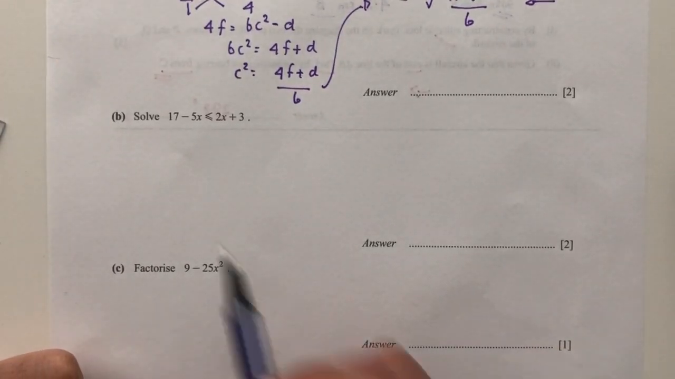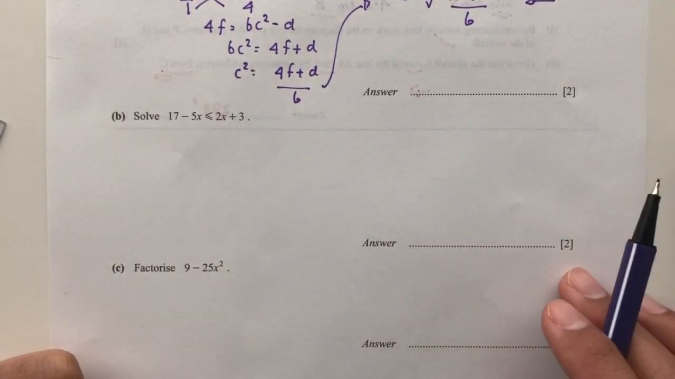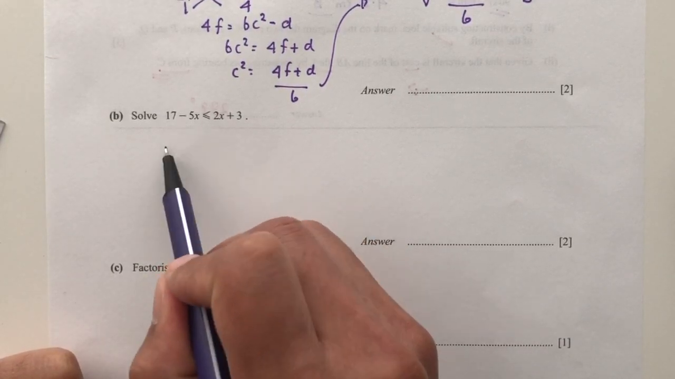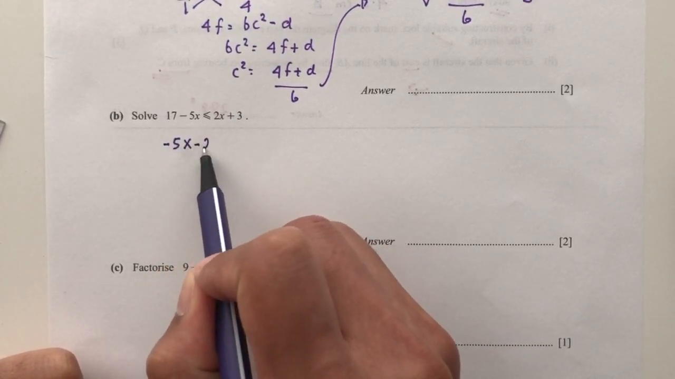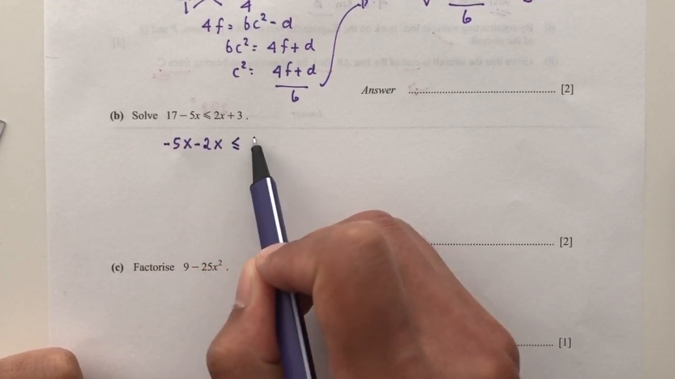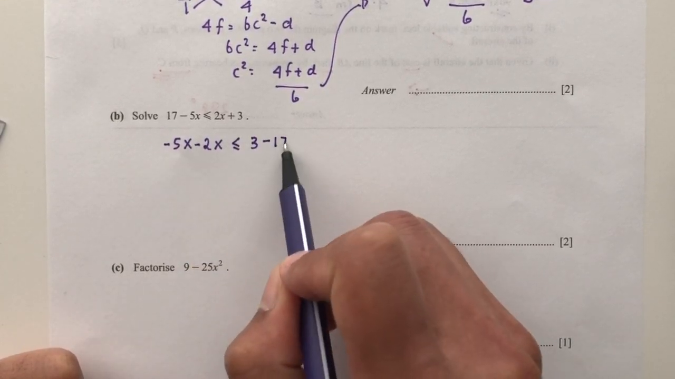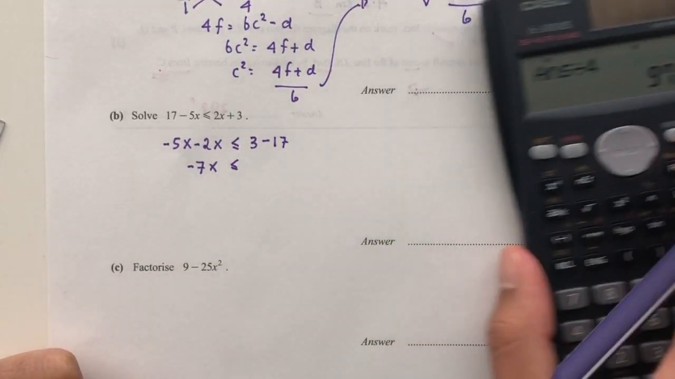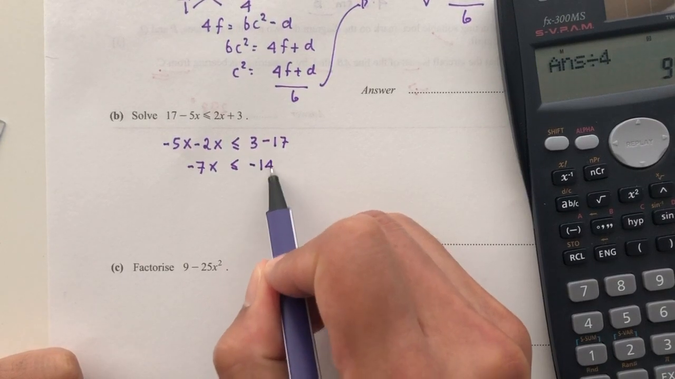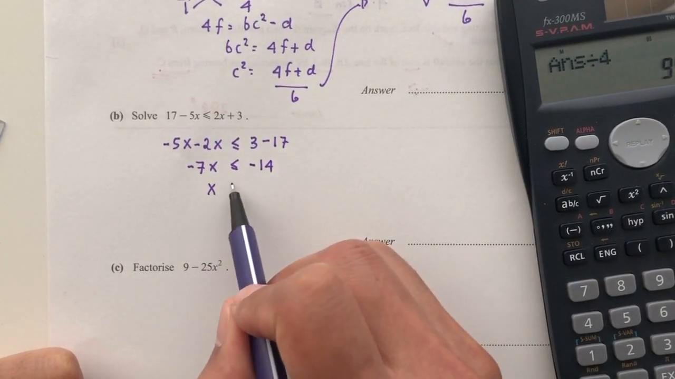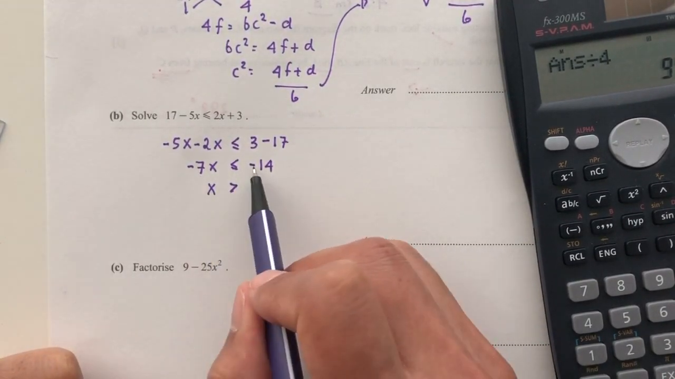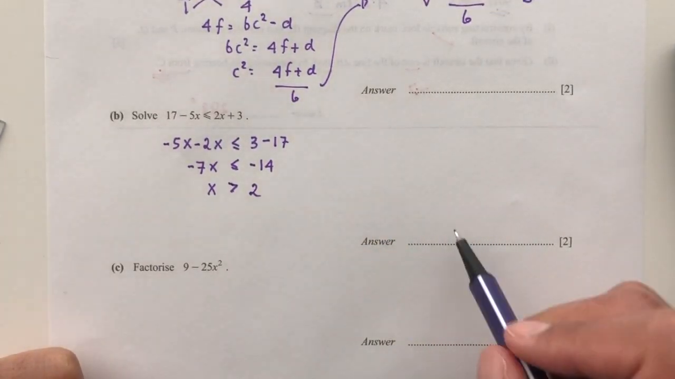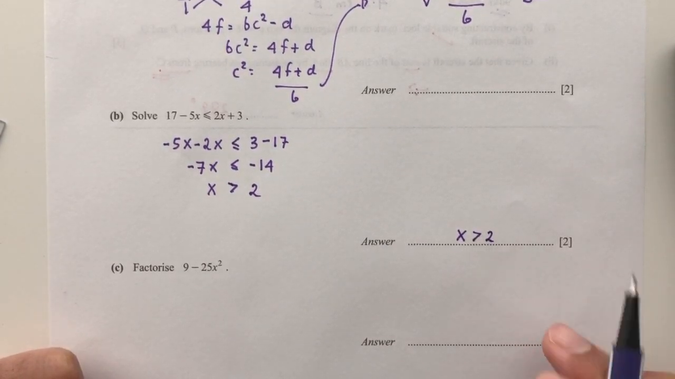Now for part B, solve this equation. Solve means find the value of x. So let's send x to one side. You will have minus 5x minus 2x is less than or equal to 3 minus 17. So minus 7x is less than or equal to, so 3 minus 17 will be minus 14. Now x will be greater than or equal to 14 divided by minus 7, the sign changes, becomes 2. Answer is x is more than 2.